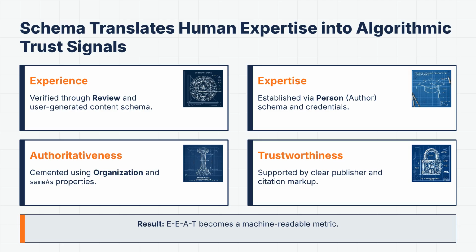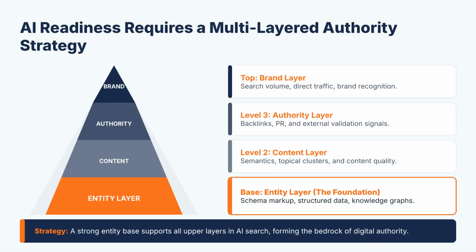By mapping experience, expertise, authoritativeness, and trustworthiness to machine-readable markup, you effectively quantify your brand's credibility for search engines. Achieving true AI readiness requires a multi-layered authority strategy. While branding and content are important, the base of your digital authority is built upon the entity layer, using structured data and knowledge graphs to support everything above it.